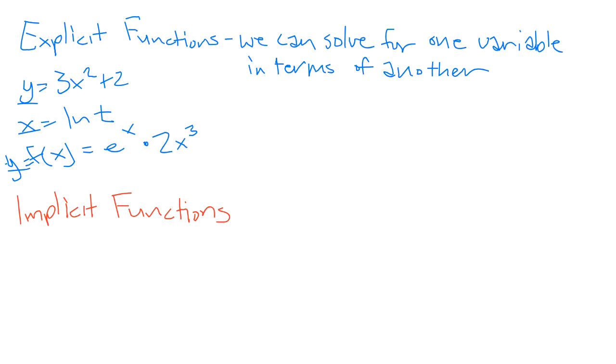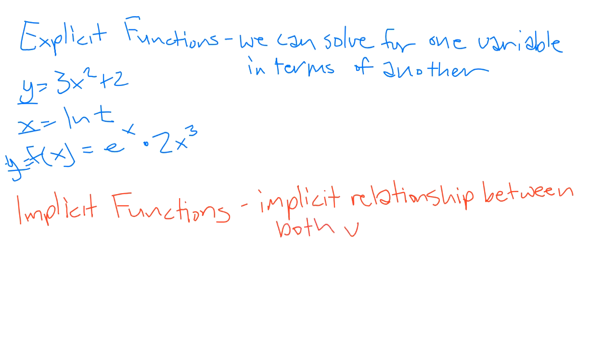Implicit functions are a little different. Implicit functions are an implicit relationship between both variables. So what this really means is that essentially we can't break apart the function. We're always going to have both x and y somewhere within that function together.